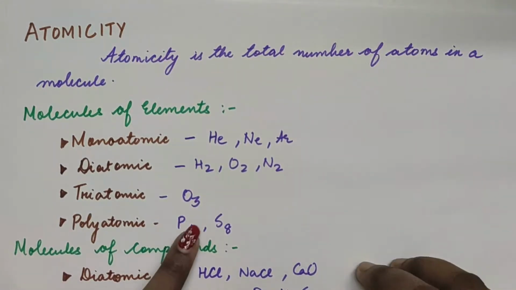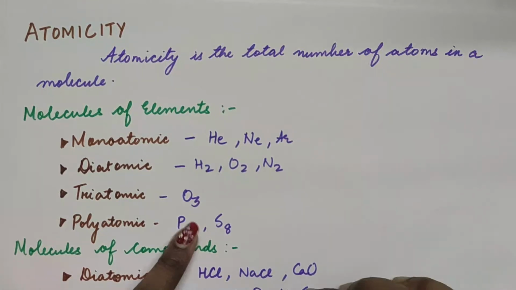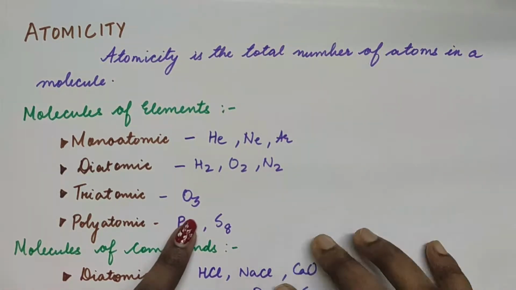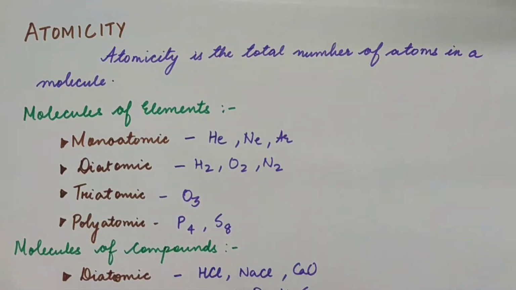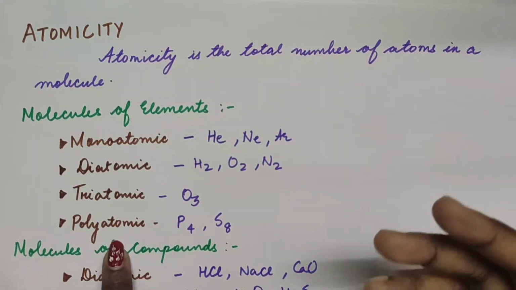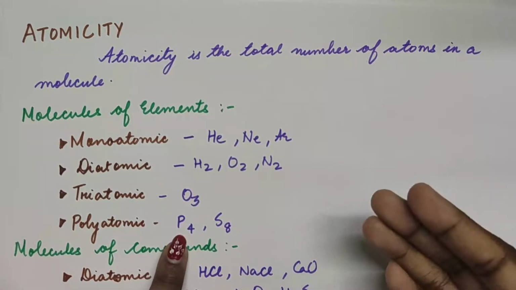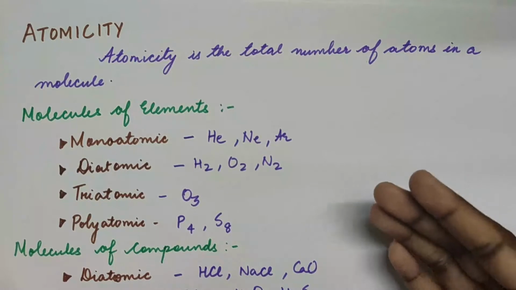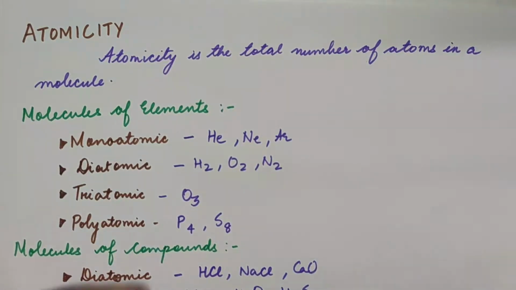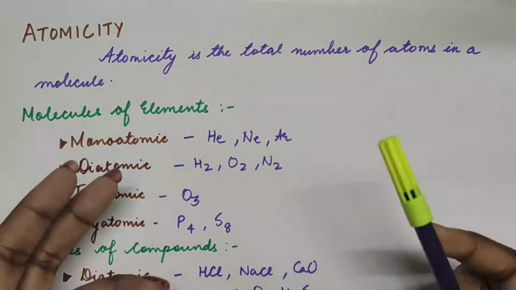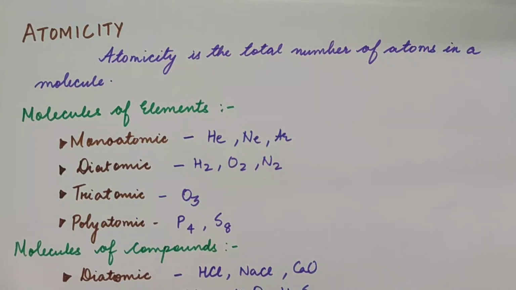The best example is ozone. We represent it as O3, so that's ozone with 3 atoms. So the atomicity of a triatomic molecule is 3. And then we have polyatomic. Poly means many, so a polyatomic molecule is made up of more than 3 atoms. Here we have phosphorus, P4, and sulfur is written as S8. That shows they have more than 3 atoms, so the atomicities are different. If I ask you the atomicity of phosphorus, you will say 4. If I ask you the atomicity of sulfur, you will tell me 8. It depends upon the number of atoms it has.